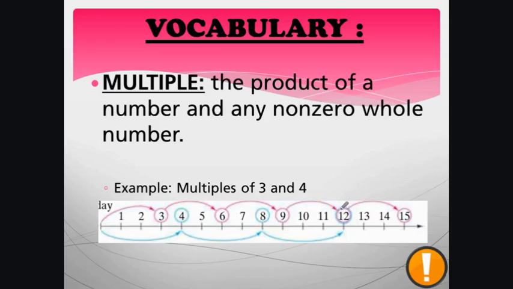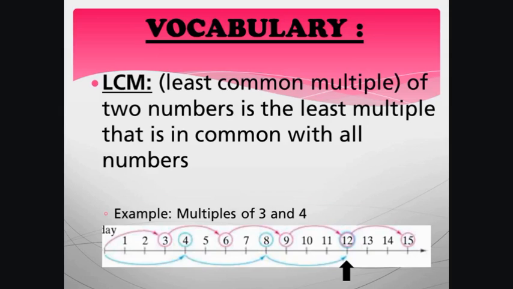And see on this example how, for the multiples of 3 and 4, the value of 12 is circled twice, in pink and in blue. That's going to directly correlate with the least common multiple. That is the smallest multiple of two numbers that is in common with both. So when we found the multiples of 3 and 4, we found the smallest multiple in common with both of those values.